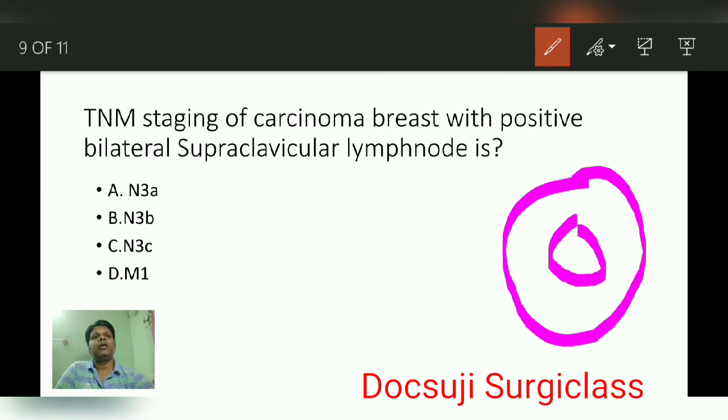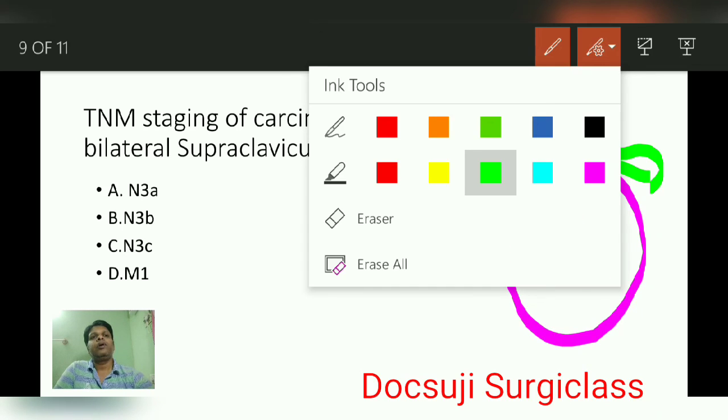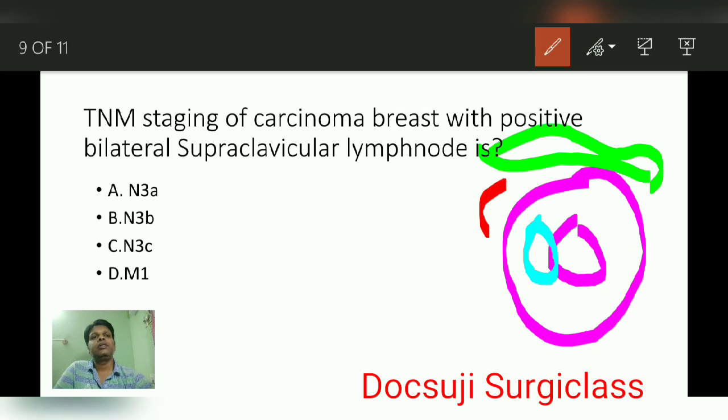So this is the breast, and a lump is there, and here is the clavicle. N3A, as we just discussed, is infraclavicular lymph node, that is present infraclavicular. N3C is supraclavicular, that is ipsilateral, the same side. Ipsilateral infraclavicular is 3A, ipsilateral supraclavicular is 3C. Then N3B is both axillary lymph node as well as internal mammary lymph node on the same side. So these three stages we know. M1 is nothing but distant metastasis, which we have also discussed.